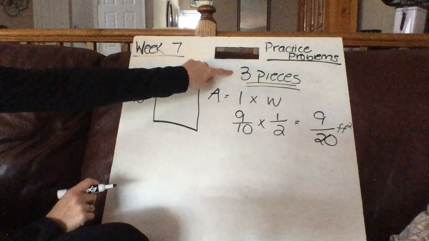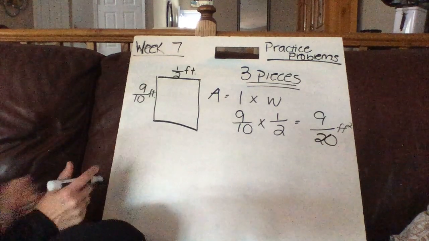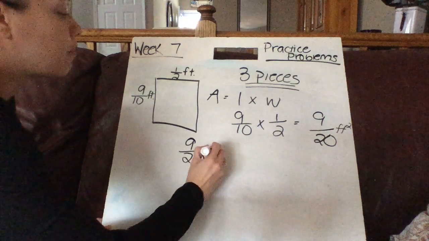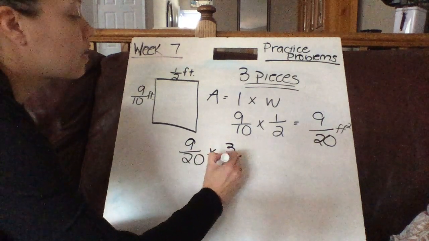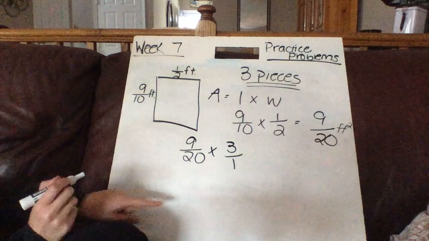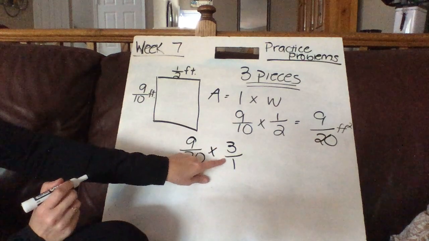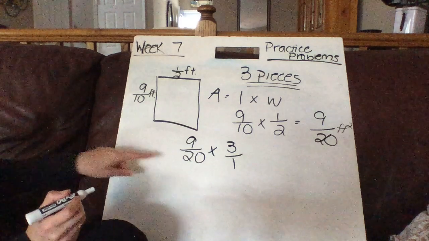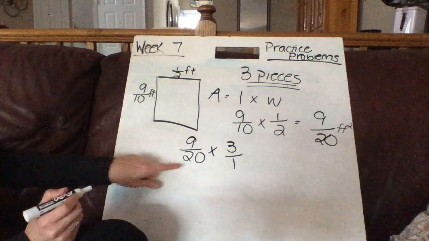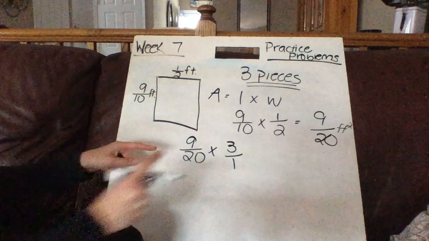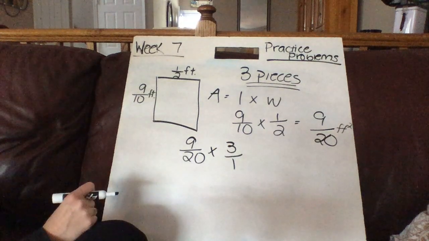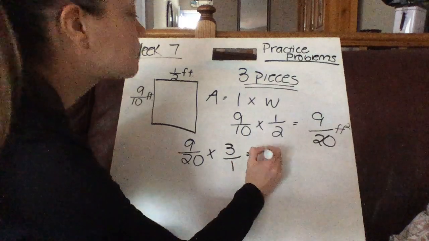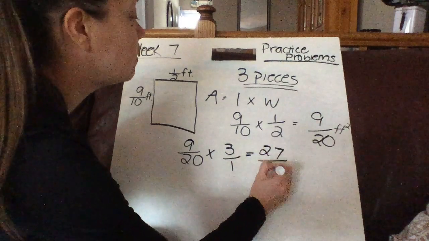However, I know that there are 3 pieces. So I'm going to have to take the area of one piece of construction paper and multiply it by the 3 pieces. Now, if you remember, if I'm multiplying by a whole number, I need to put the whole number over 1. And once again, I want to check to see if I can cross cancel, which I can't because 20 and 3, I can't divide by anything that's the same. So I'm going to just multiply across, and we get 27/20.